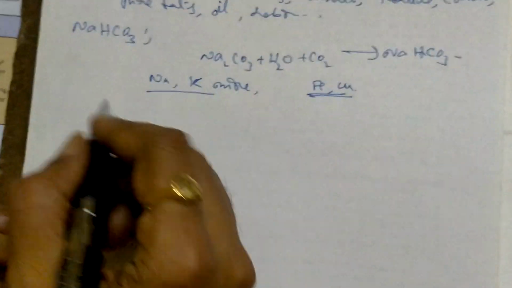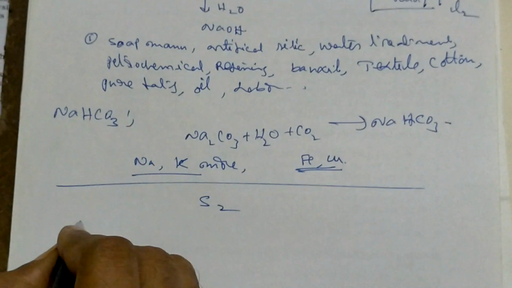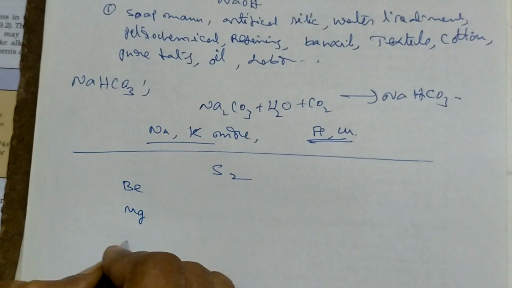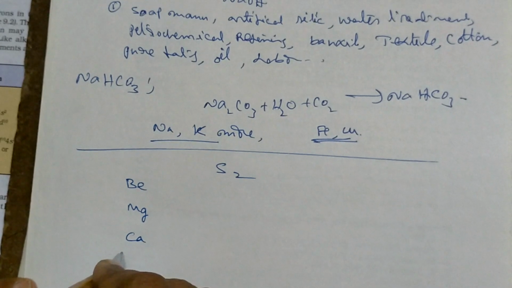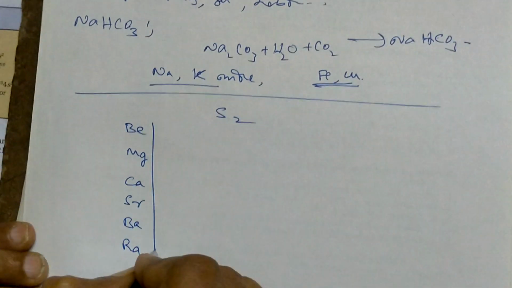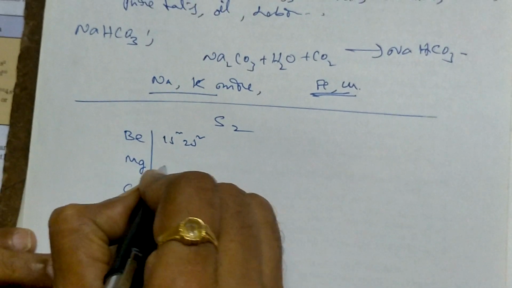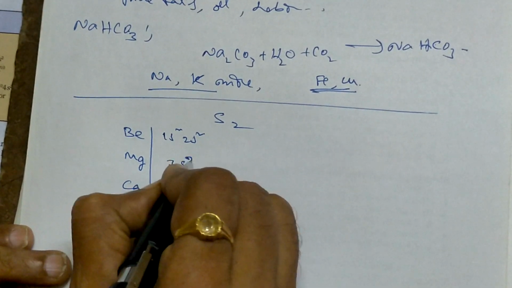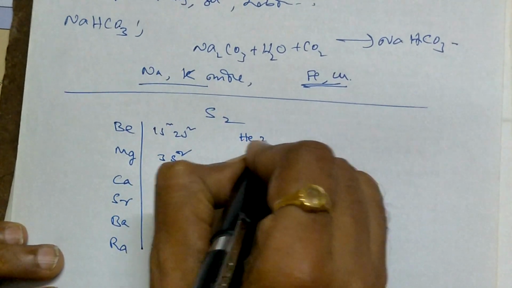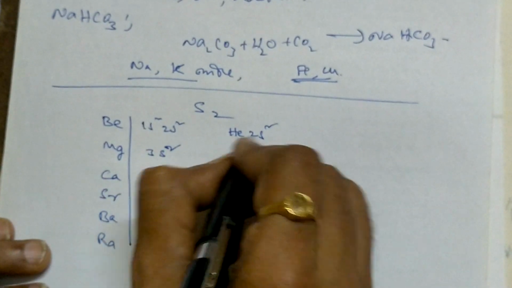Okay, now coming back to the S2 block. The elements are, first, beryllium, then magnesium, then calcium, strontium, barium, and radium. These are S2, with the last one written as 7s2. It can be written like this also: this can be written as helium 2s2, because helium is 1s2.